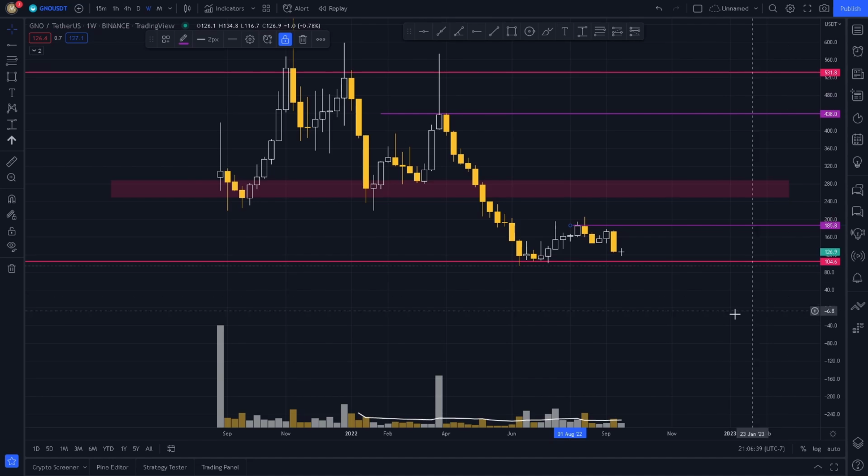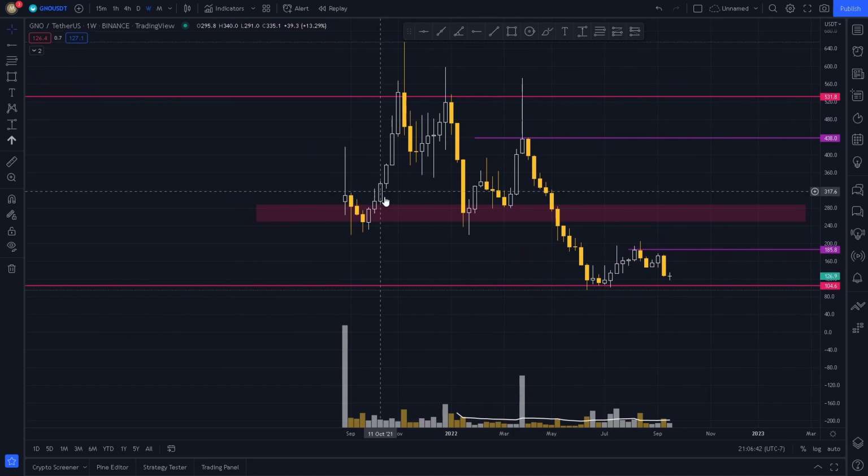So now looking at our chart on the weekly, we have a bit more structure for the higher time frames. And this is what we want when figuring out our long-term strategy.